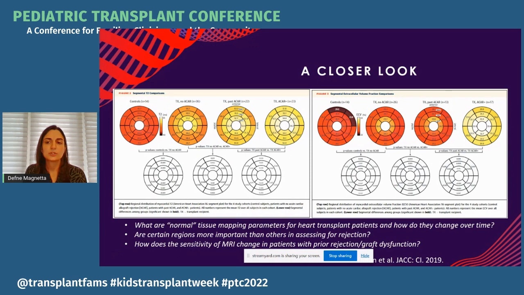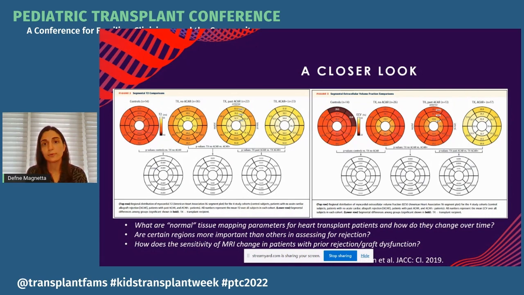So I think this was really interesting in that it brings up more questions that need to be answered. First of all, what are normal tissue mapping parameters for heart transplant patients? And how do they change over time? Are they the same when you're 6 months post-transplant or 12 years post-transplant? I would imagine some things will change over time.